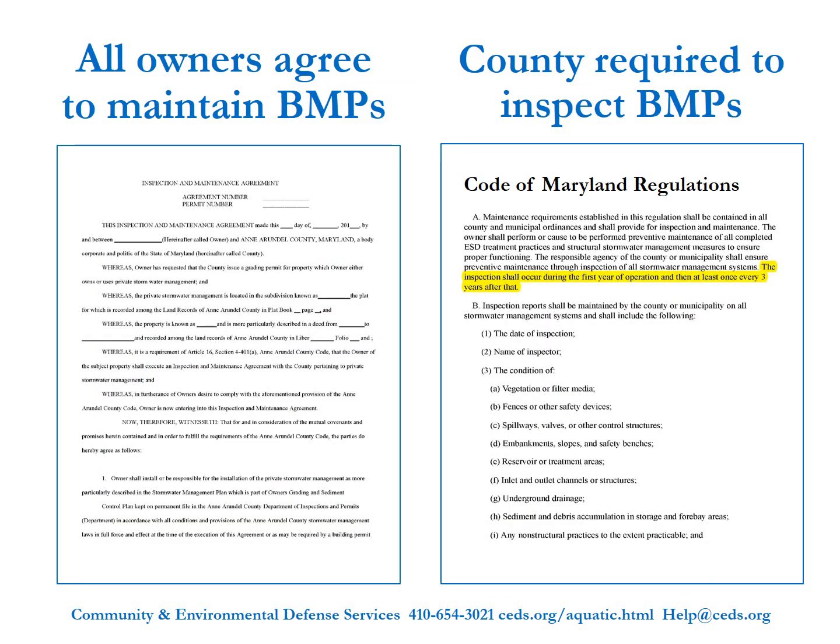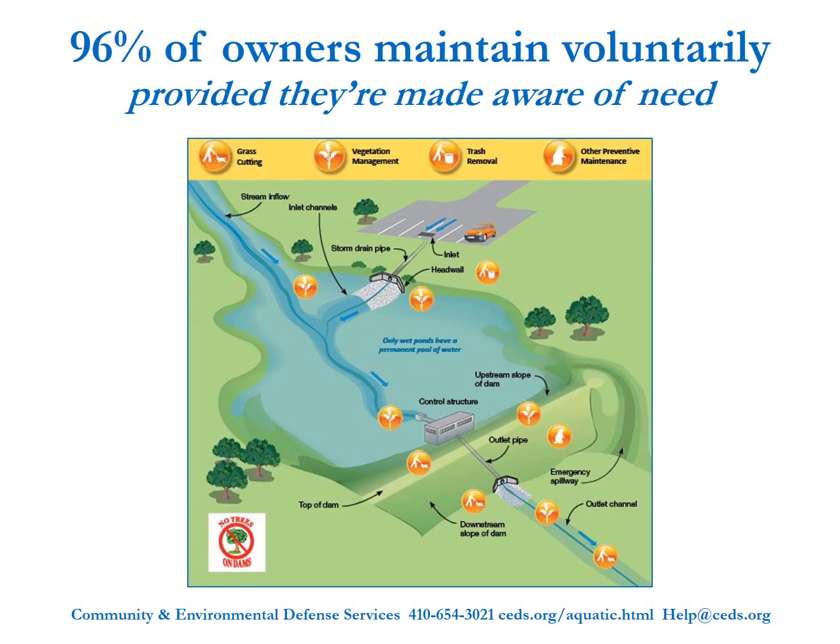So when a developer first constructs a stormwater BMP, they're required to sign an agreement like this one, which says that they will maintain the BMP in good working order. And this agreement applies not only to the original owner, but all subsequent owners as well. This state law requires that the county inspect each BMP for maintenance needs at least once every 3 years.